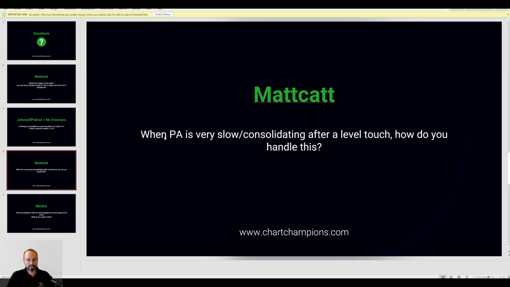When the price action is very slow, consolidating after a level touch, how do you handle that? You wait. You wait, right? Because if you see a range forming, you can use the information that I shared in the last stream. So if you see a range, trade the range. But other than that, in terms of reversal patterns, you need to wait. If you don't see the conditions for the reversal pattern, if they are not there, you just wait.